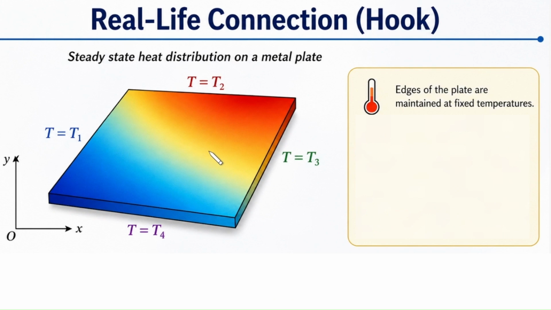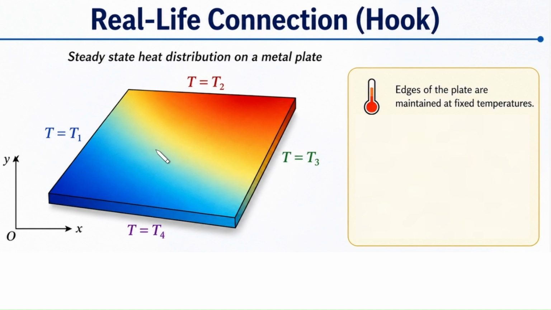Consider a metal plate. The edges of this metal plate are maintained at a fixed temperature. For example, on one side the temperature is T1, on another side it is T2, on the third side it is T3, and on the fourth side it is T4. Initially the heat will start flowing inside the plate and the temperature will keep changing from point to point.